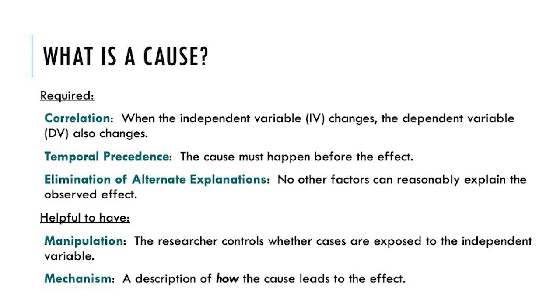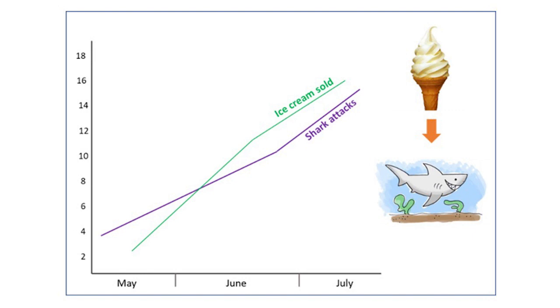Third, and finally, we need to eliminate alternate explanations. This is the most important of these three criteria and the hardest one to do. Let me give you a few examples to demonstrate this. The most famous example of how correlation is not causation is the fact that ice cream sales are correlated with shark attacks. Just because people are eating more ice cream doesn't cause them to be eaten by sharks, even though you could create a story in which that makes sense.